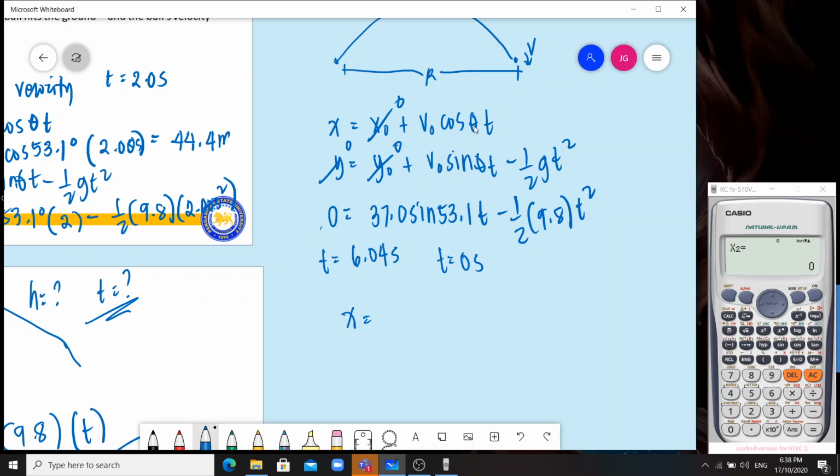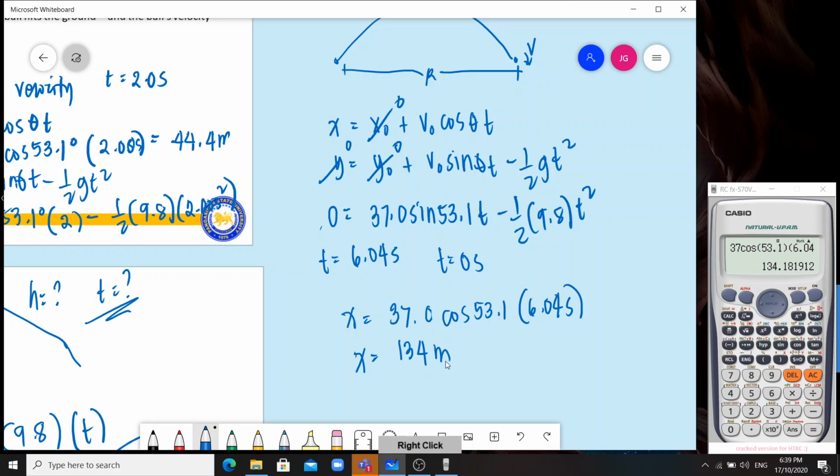So, x is equals to 37.0 cosine 53.1 times 6.04 seconds. Okay. So, balik tayo. 37 cosine 53.1 times 6.04. So, ang range pala natin is nasa 134. Okay. 3 significant figures lang tayo. So, 134.